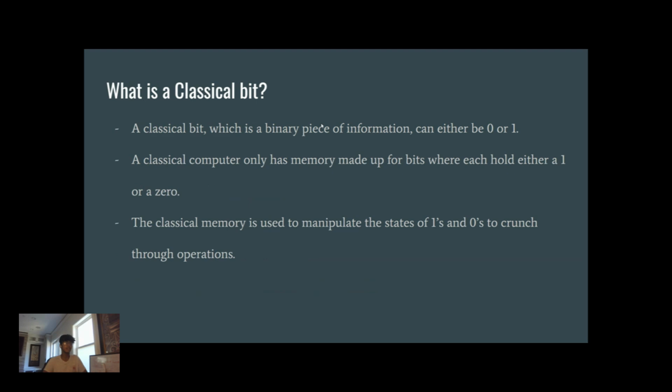So what is a classical bit? Well, a classical bit is a binary piece of information which can either be 0 or 1. A classical computer only has memory made up of bits which either hold 1 or 0. And the classical memory is used to manipulate the states of 1s and 0s to crunch through operations. Remember, 0 and 1 are both their own states.